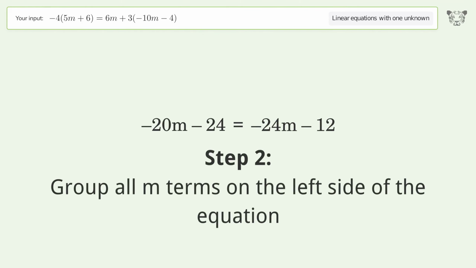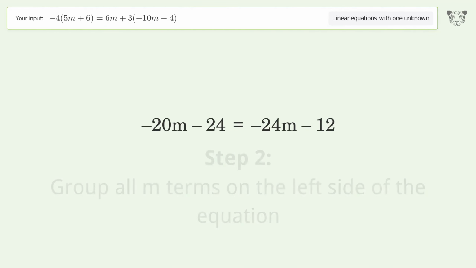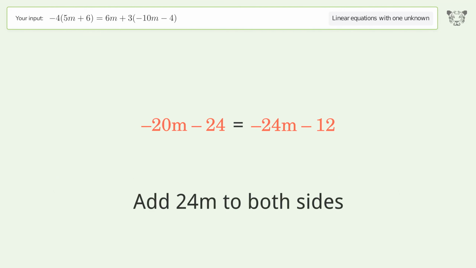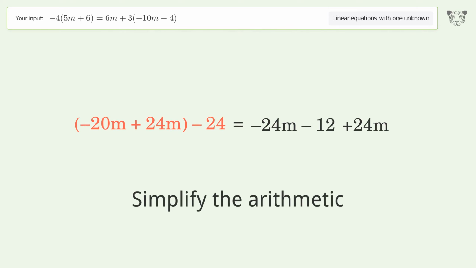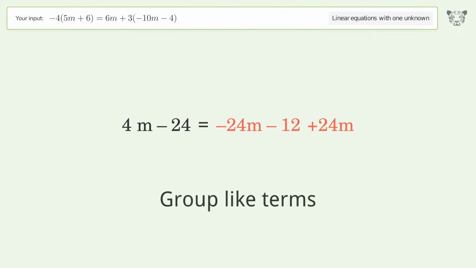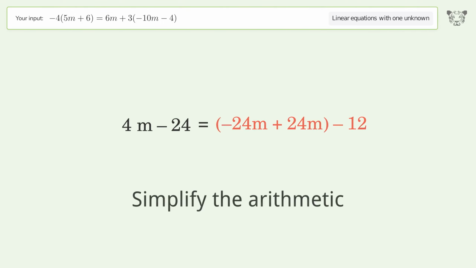Group all m terms on the left side of the equation. Add 24m to both sides. Group like terms. Simplify the arithmetic. Group like terms. Simplify the arithmetic.